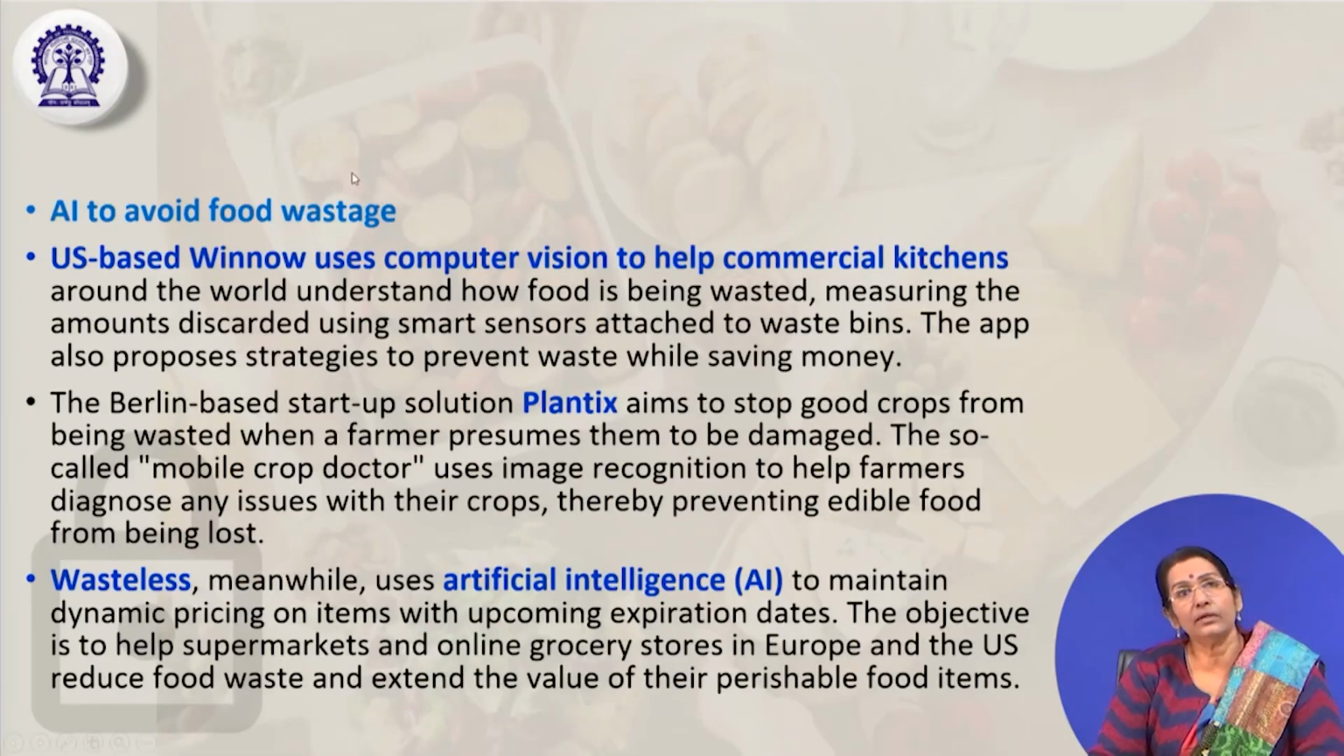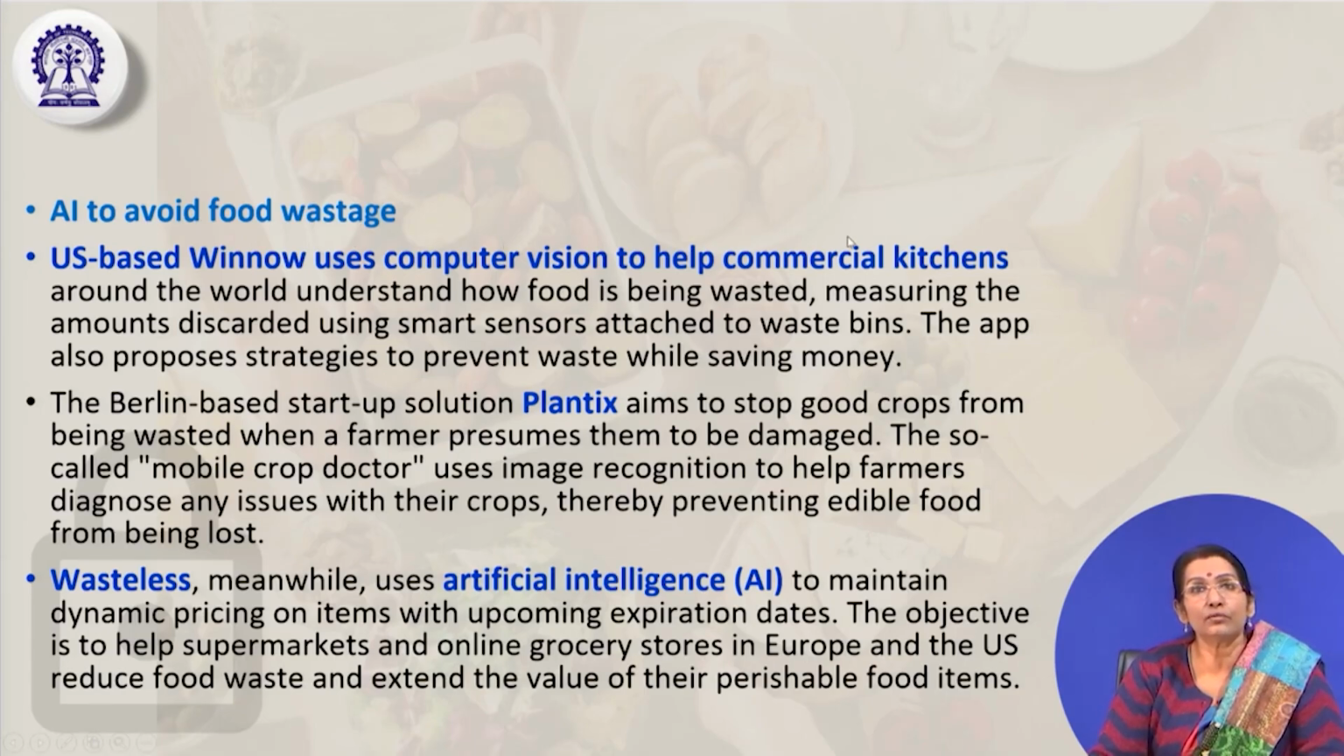Then again, now the latest technology is that artificial intelligence is also being used to avoid this food wastage, like the recycling process, the recycling of waste management, or the plastics or other kinds of waste products. Similarly, artificial intelligence can be used to avoid food wastage, like a US based company that uses computer vision to help the commercial kitchens.